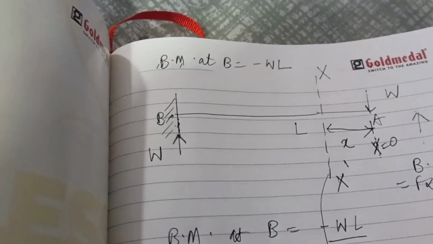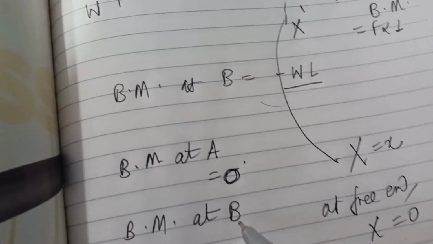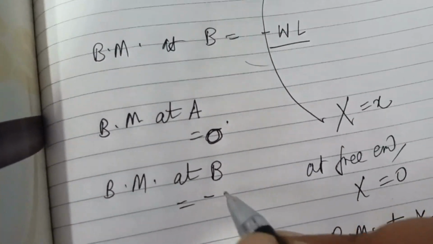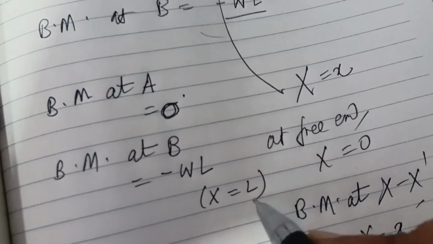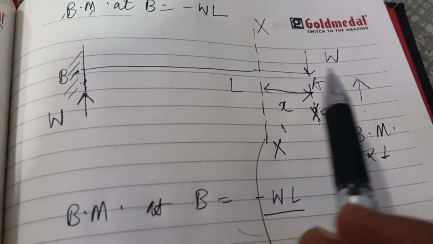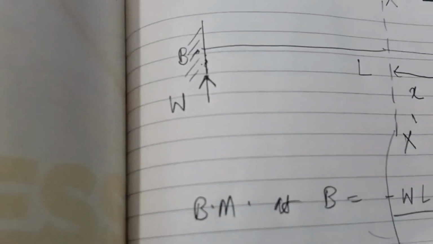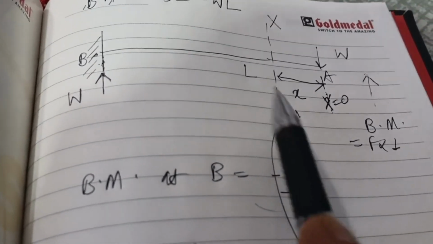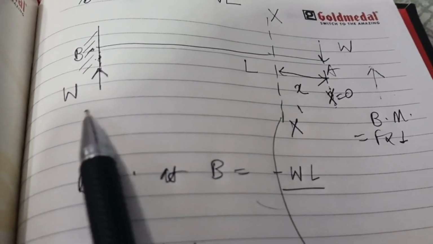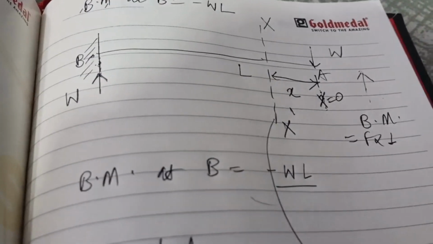And the bending moment at point B, that is the fixed end, is equal to minus W into L, because here x is equal to L, we are taking the entire length. This support is going to take the entire load force, because in between there is no other force. So now we have just seen how to calculate the bending moment at different points or different sections across the length of the cantilever beam.